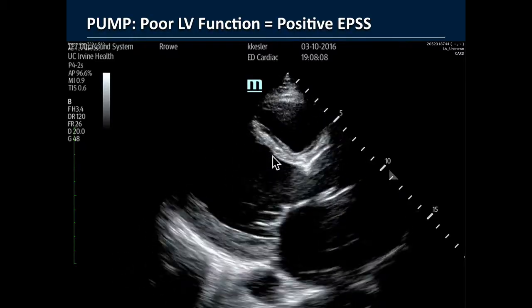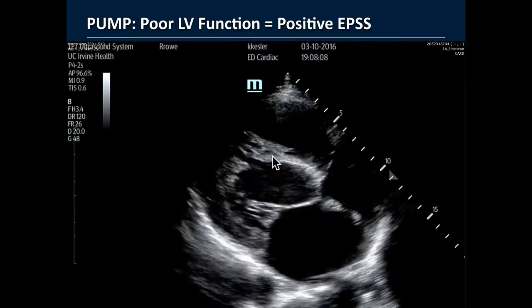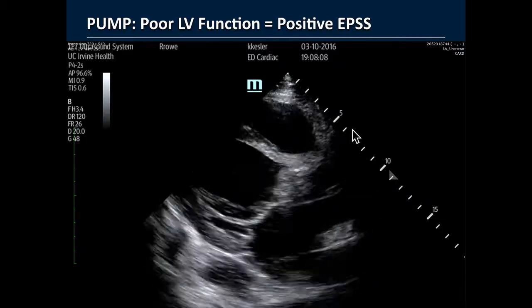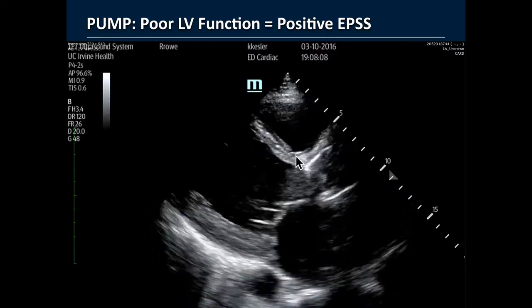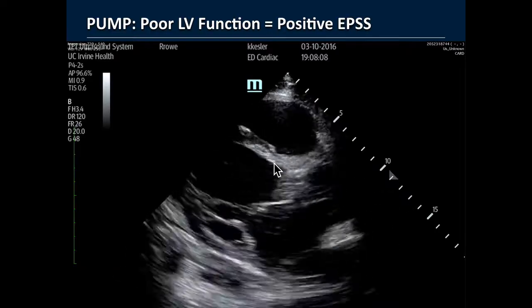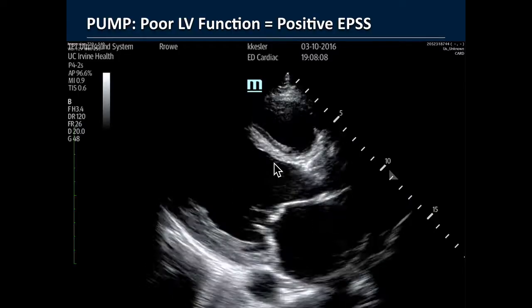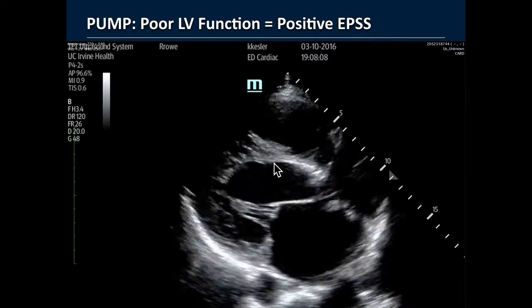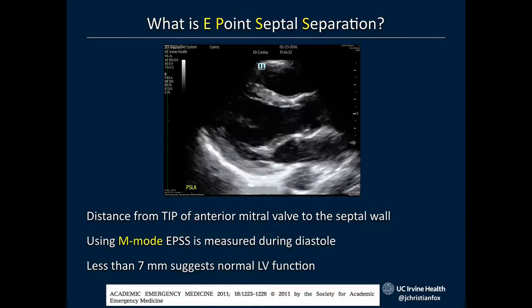And if it's more than 7 millimeters, then you have a positive EPSS. We can see the centimeters over here. I said 7 millimeters, so it's got to be less than a centimeter right up here against that septum, and it's clearly not. So this patient has an EPSS in the 30s or something. I don't know, something crazy, but it's definitely positive.